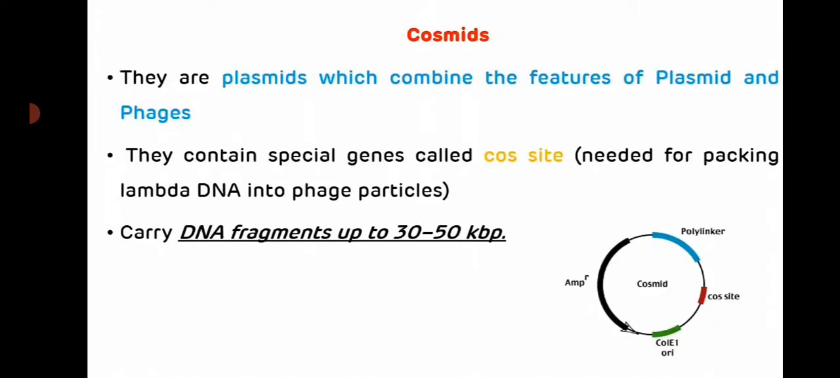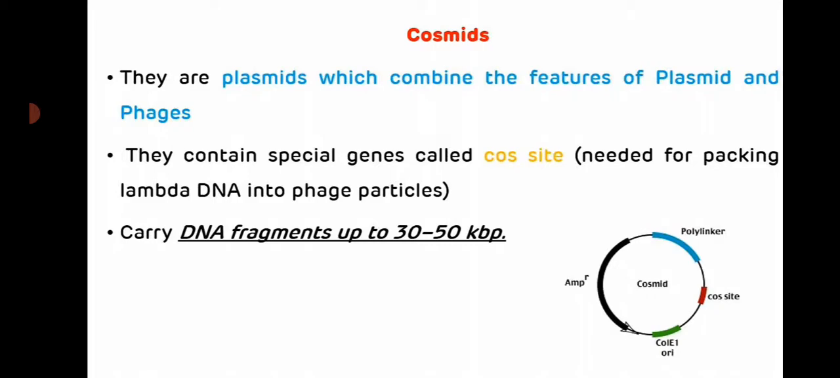Then coming to cosmids. Now what are cosmids? These are plasmids which combine the features of plasmid and phages. Bacteriophage and plasmid together, combined features. They contain special genes called cos site. So this is a region called cos site. See here, the red portion is the region called cos site. This is needed for packing the lambda DNA into phage particles.